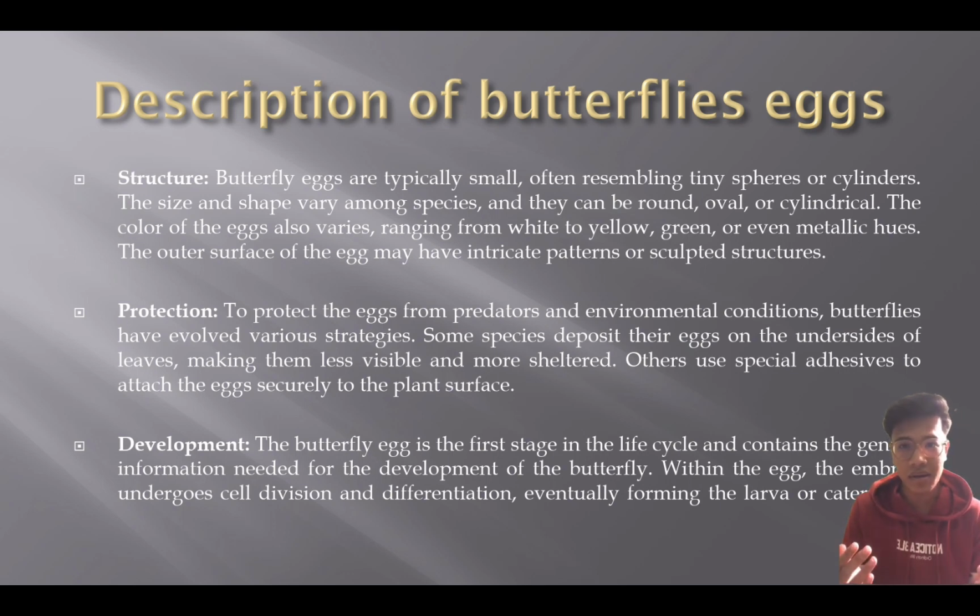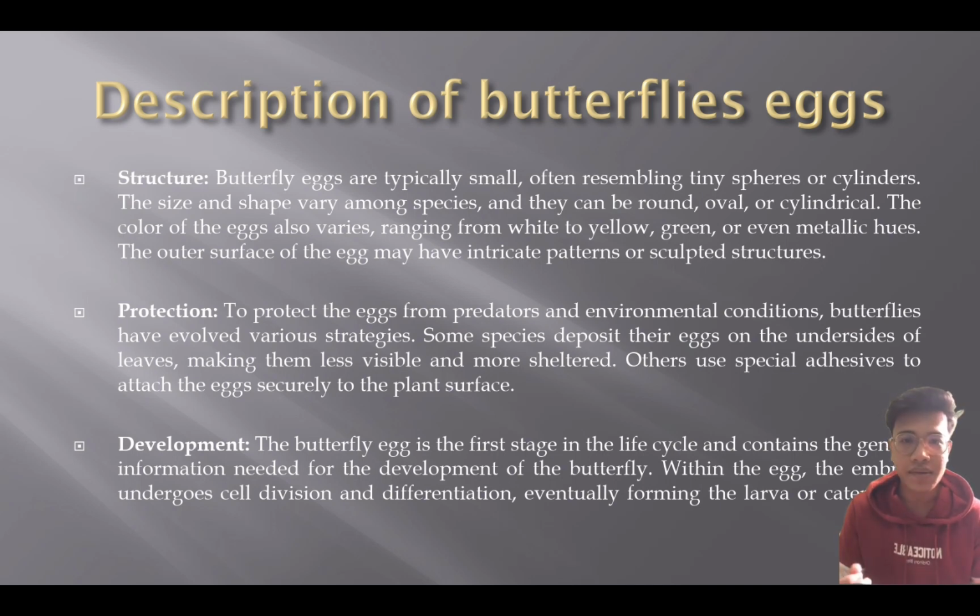Next is the eggs' protection. To protect the eggs from predators and environmental conditions, butterflies have evolved various strategies. Some species deposit their eggs on the underside of leaves, making them less visible and more sheltered. Others use special adhesive to attach the egg securely to the plant surface.